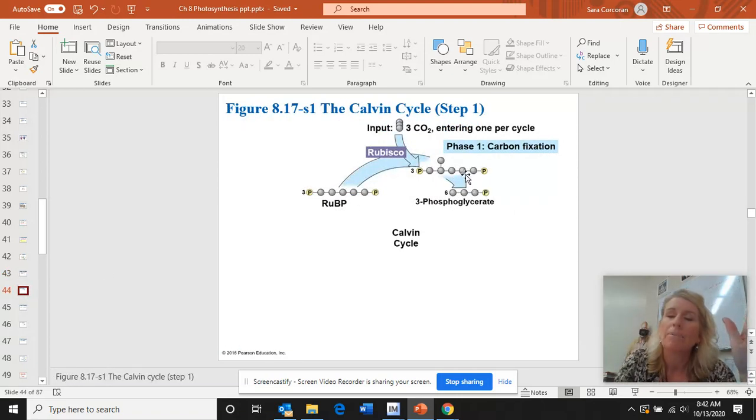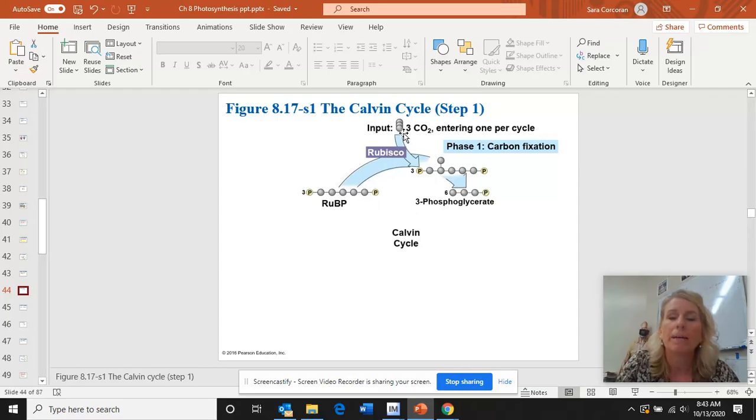Don't freak out about the names of the molecules throughout the Calvin cycle. I'm going to let you know the molecules you need to know. So phase 1, carbon fixation. You need to know Rubisco. That's the enzyme that grabs it. You need to know RUBP. Just for fun, look at how many carbons are on RUBP. 1, 2, 3, 4, 5.